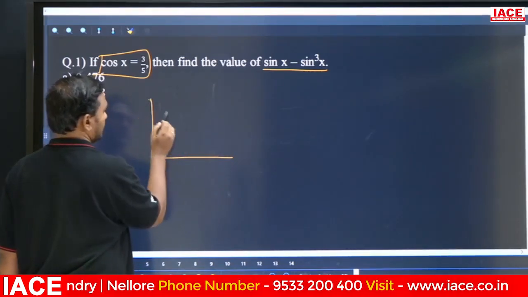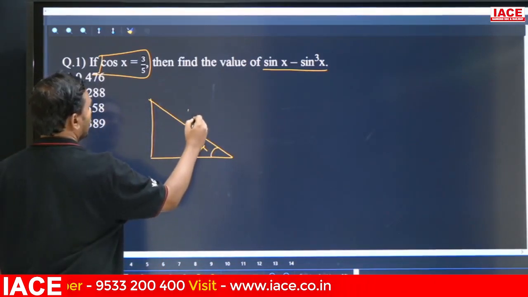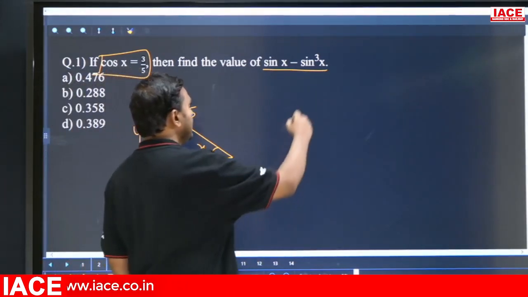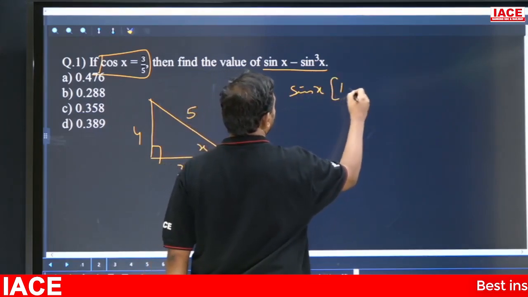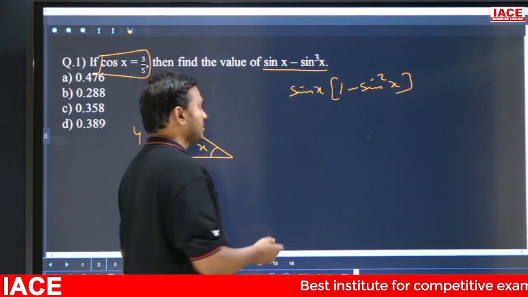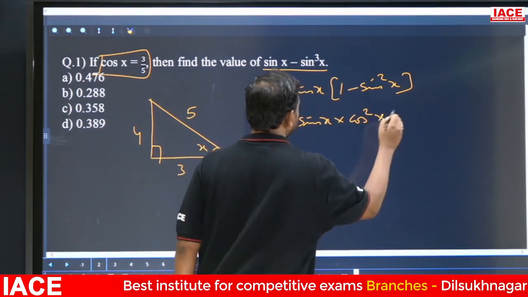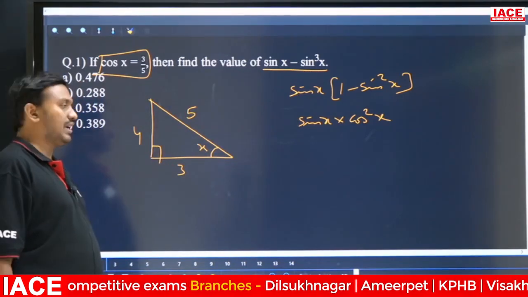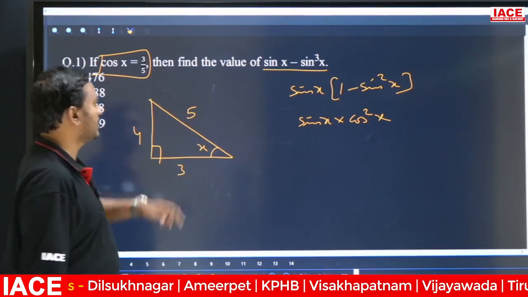Cos x means adjacent by hypotenuse, so the combination is 3, 4, 5. We have to find sin x minus sin cube x. Taking sin x common, we get 1 minus sin square x, which is cos square x. So it is sin x into cos square x. In the right angle triangle, sin x means opposite by hypotenuse, that is 4 by 5.